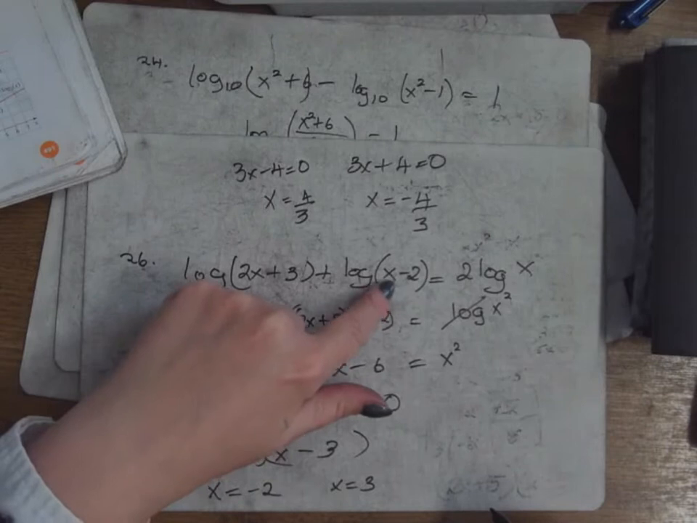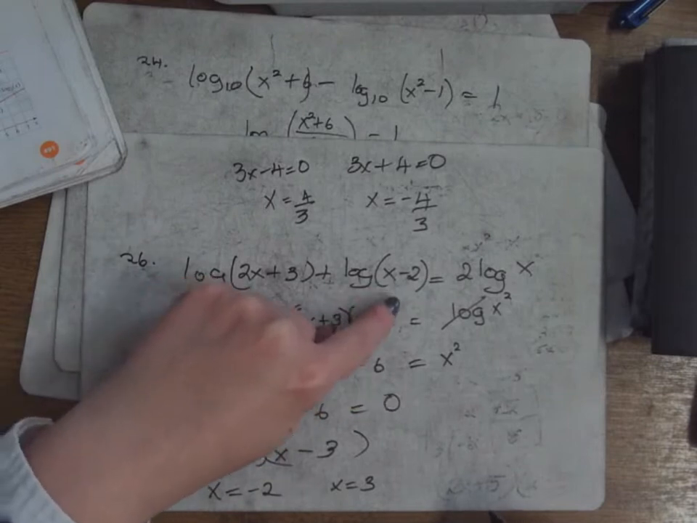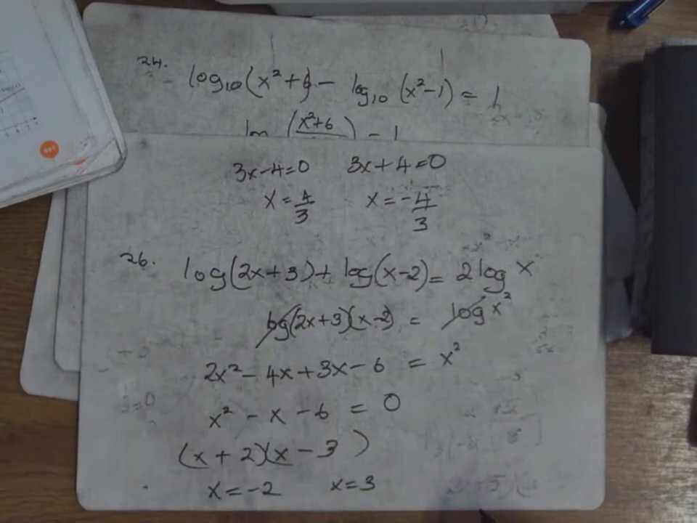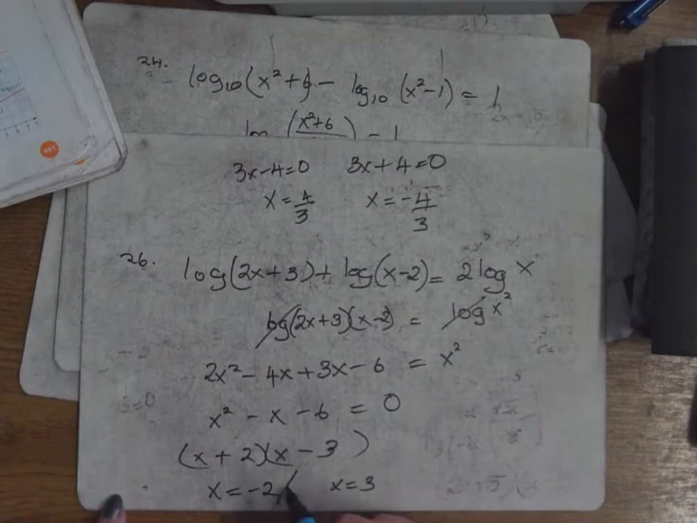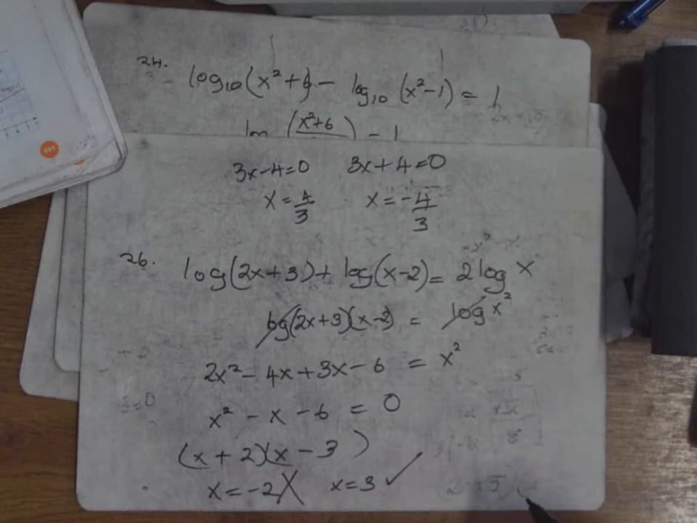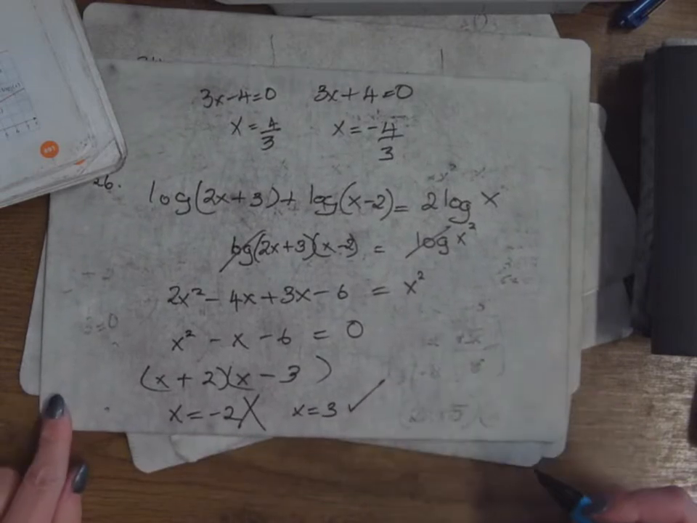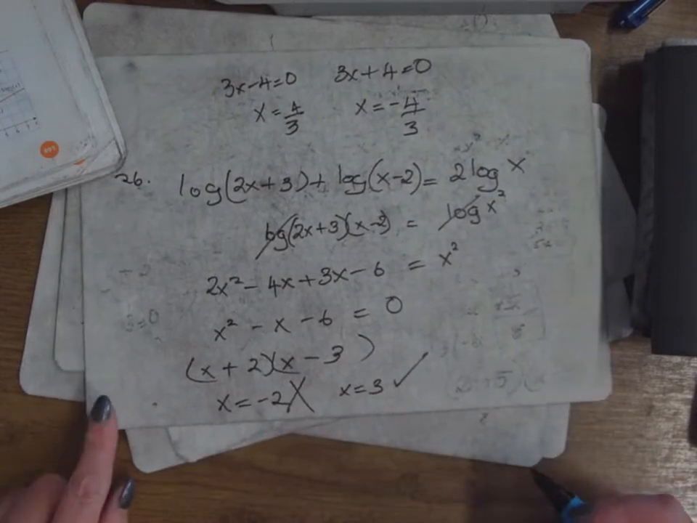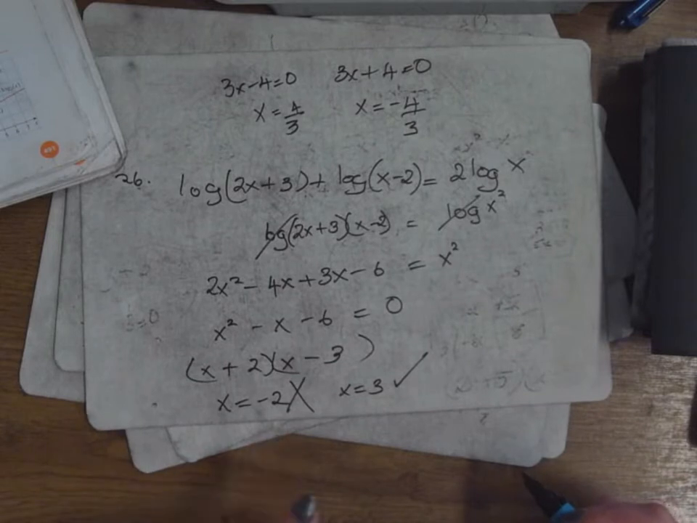If x is minus 2, I'm going to end up getting the log of minus 2, which you can't get, because you can't get the log of a negative number, so this is not a valid answer. This is the answer. So you just have to give a quick check at the end to make sure both are valid answers. Okay, are we good?